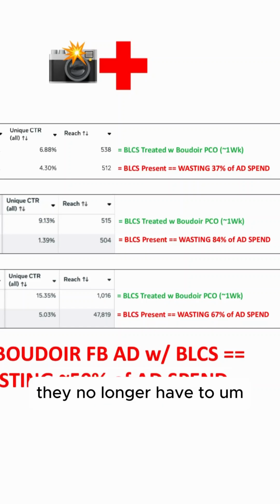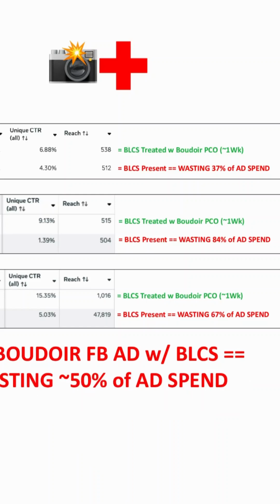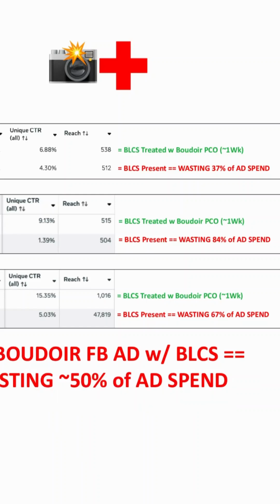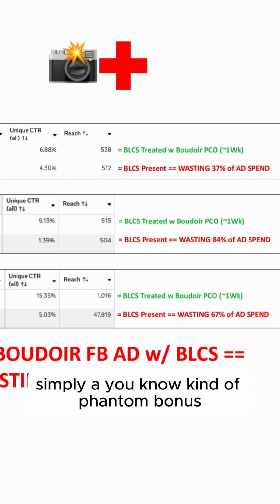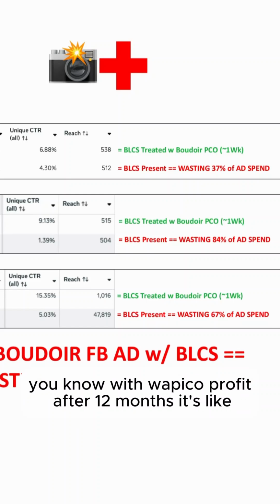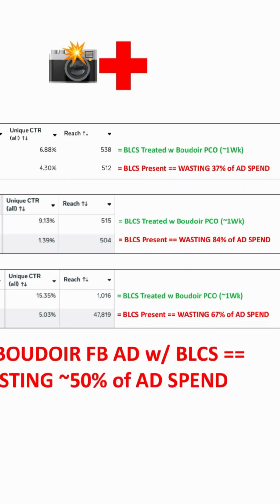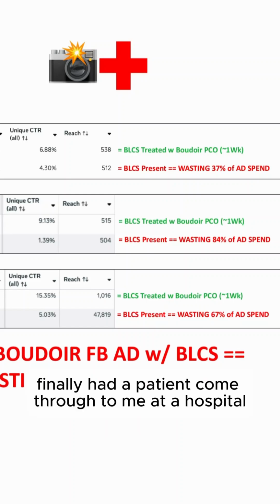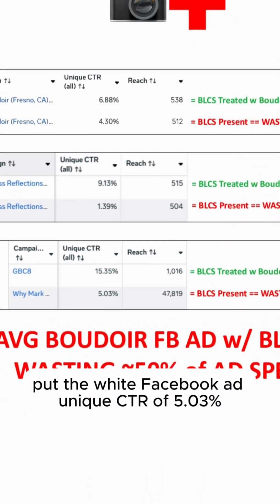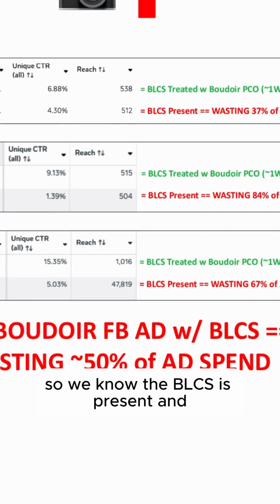They now no longer have to increase their spend at all. Simply a kind of phantom bonus, phantom profit they keep with them every single month, Boudoir Pico profit. After 12 months, it's like 100K. Finally had a patient come through to me at a hospital. Boudoir Facebook ad, unique CTR all of 5.03%. So we know that BLCS is present.